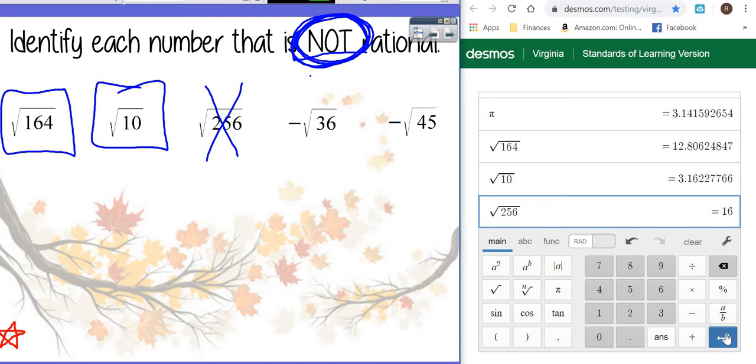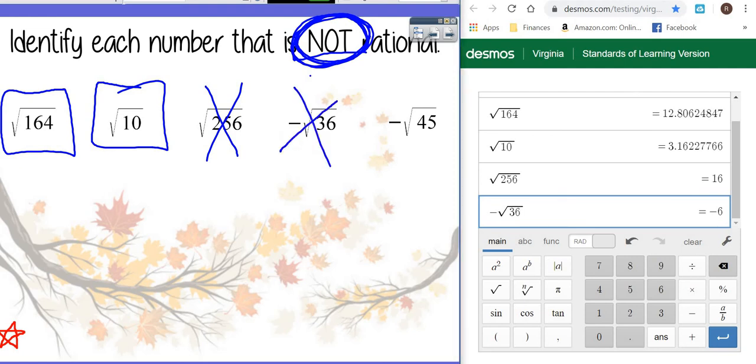And then let's go on and put the next one in there, which is negative square root of 36. Make sure to keep that negative outside of the radical. That is a negative 6, so that's definitely rational. We're looking for irrational numbers, so a negative 6 is an integer, so that wouldn't work for us.